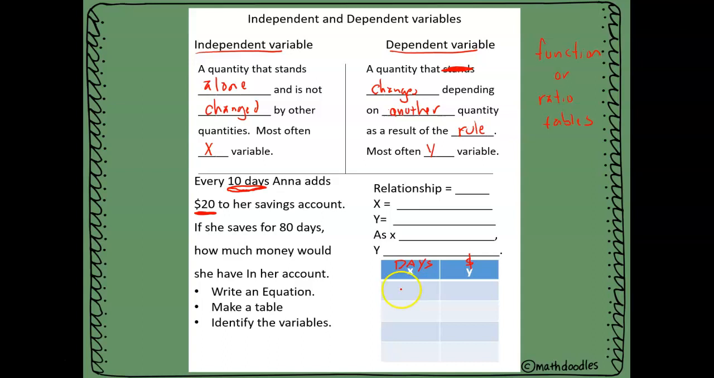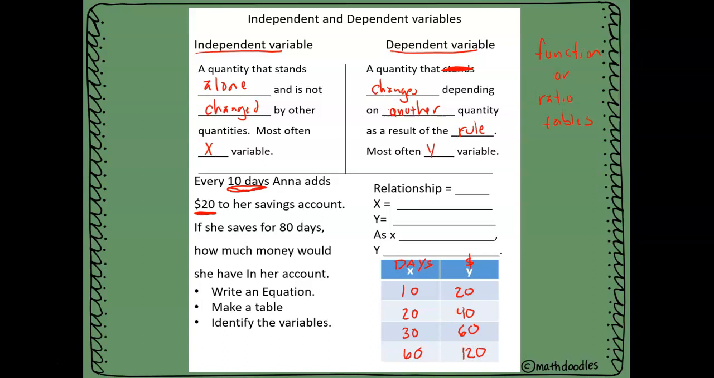Okay, at day 10, she has put $20 into her account. On day 20, she has put 10 more days. She has put $40 into her account. On day 30, she has put $60 into her account. If we keep going with this pattern, if she goes 60 days, what we're going to find is she's going to put $120 into her account.